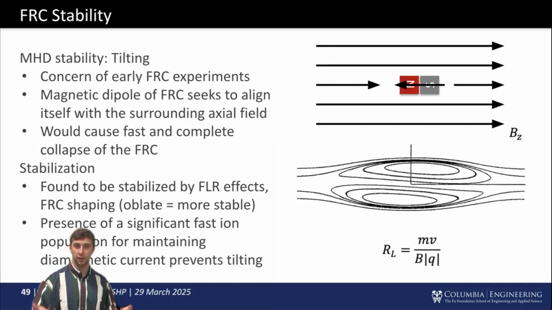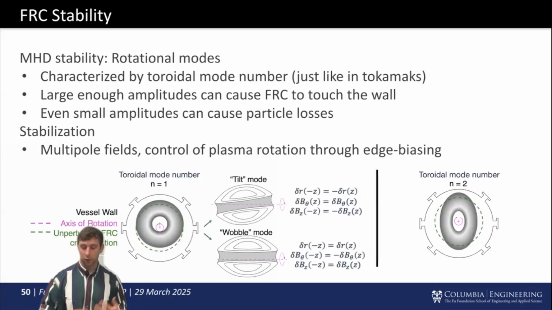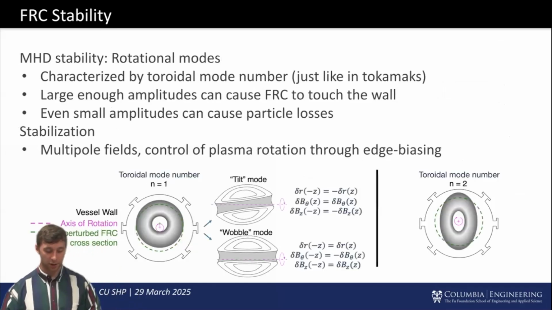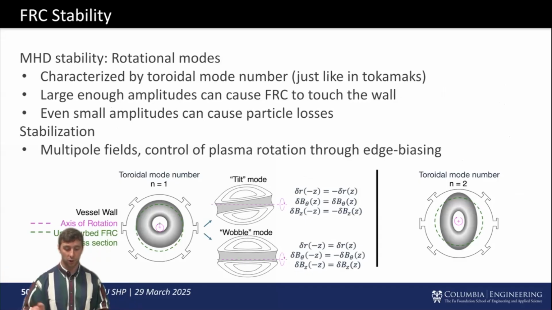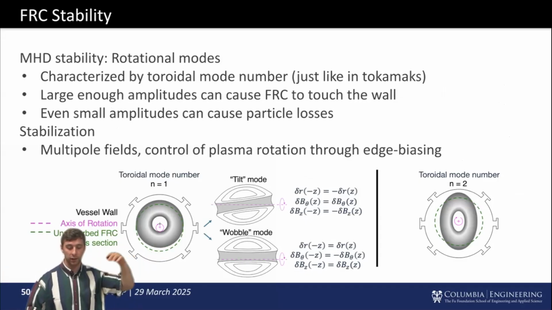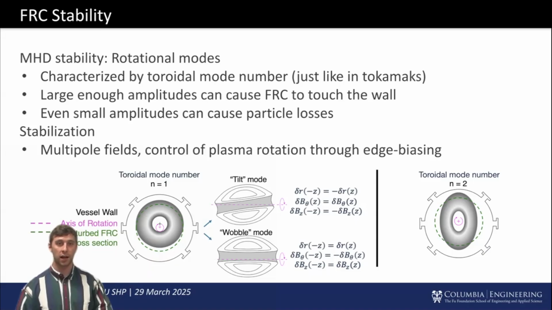This is the approach that TAE and even Helion take in stabilizing their FRCs: you have a high energy ion population that again has a large finite Larmor radius that then prevents the FRC from slipping past and stuff like this. There are also rotational modes that appear in FRCs that are named based on their toroidal mode numbers. You can see an example of an n=1 instability and an n=2 instability on the bottom of the slide.